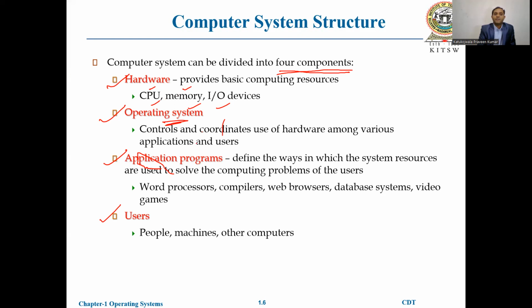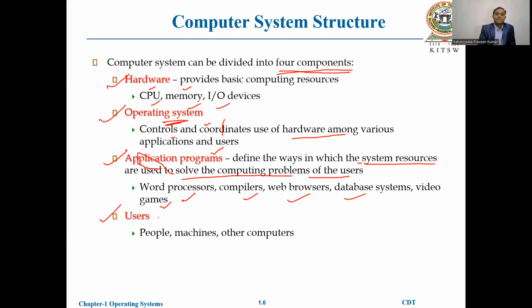Operating system. What is operating system? Operating system controls and coordinates the use of hardware among various applications and users. Third one is application programs. Application programs define the ways in which the system resources are used to solve the computing problems of the users, such as word processors, compilers, web browsers, database systems, and video games.